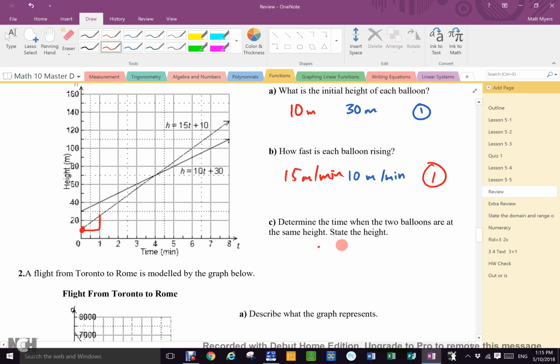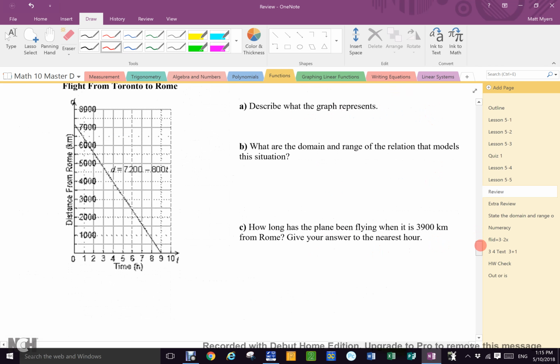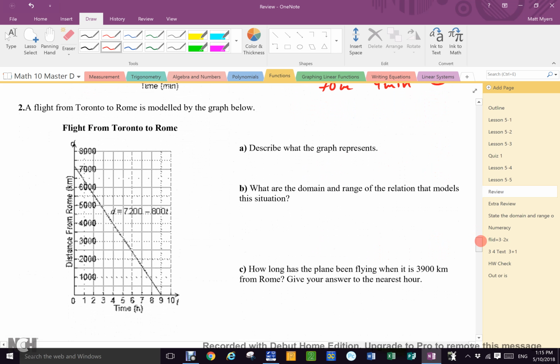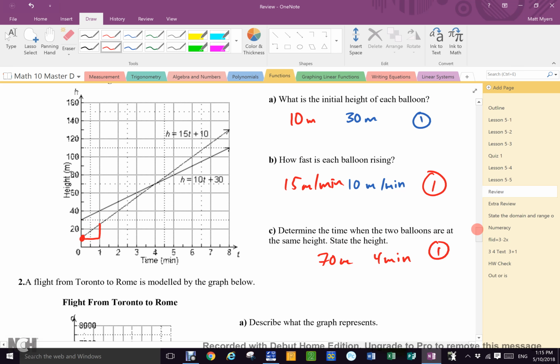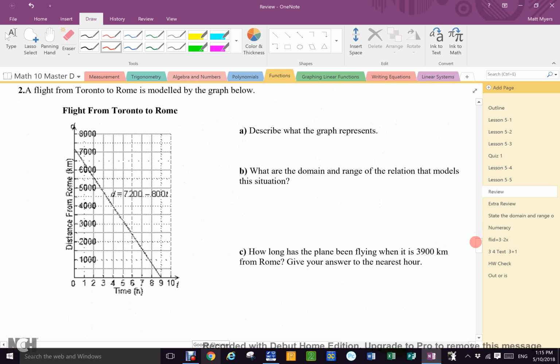They're at the same height at 70 meters, 4 minutes for 1 mark. And the rest of that's pretty simple. Bye-bye. Test tomorrow. I will finish this right now. You can check it tonight.